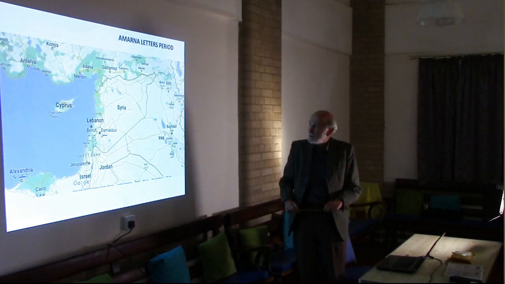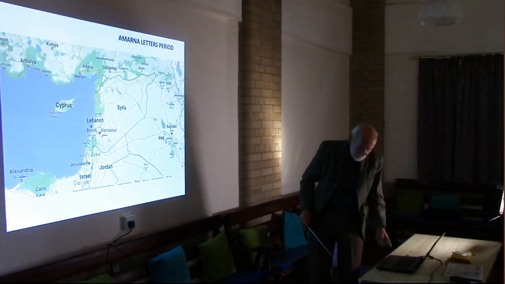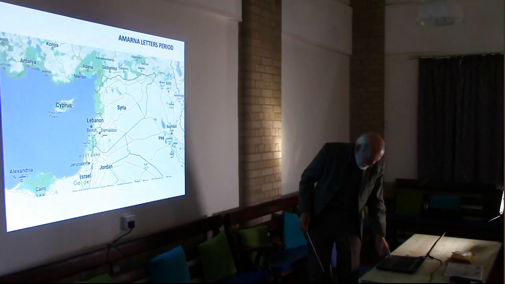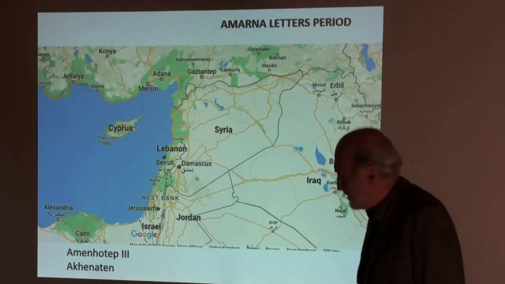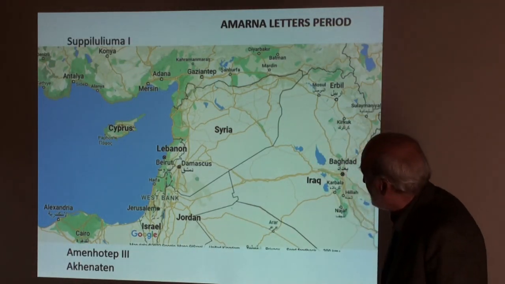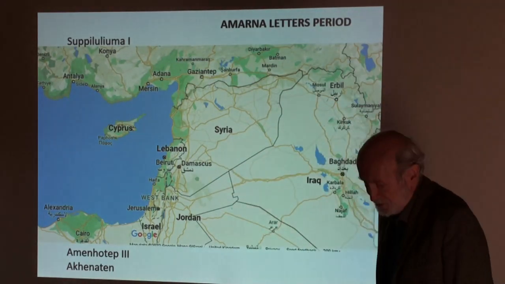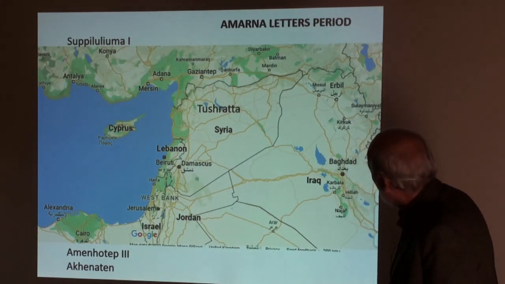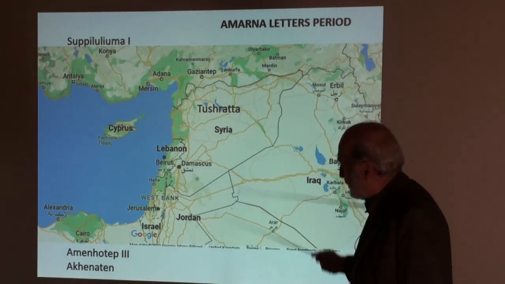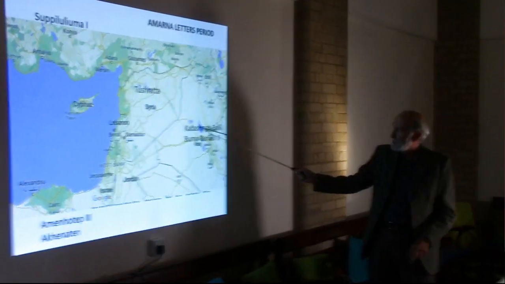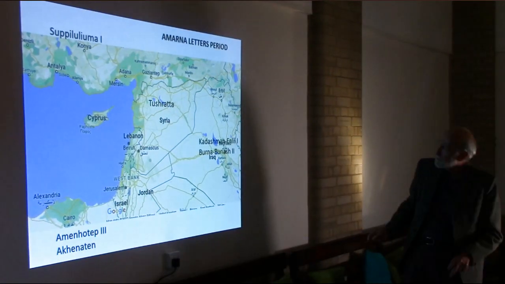So here's a modern map of the Middle East, and I'll put in the various Amarna kings. In Egypt we've got Amenhotep III and Akhenaten, and in the Hittite lands, Suppiluliuma I is king. In Mitanni, Tushratta is king. In Babylon, Kadashman-Enlil and Burna-Buriash. And in Assyria, Ashur-uballit I.